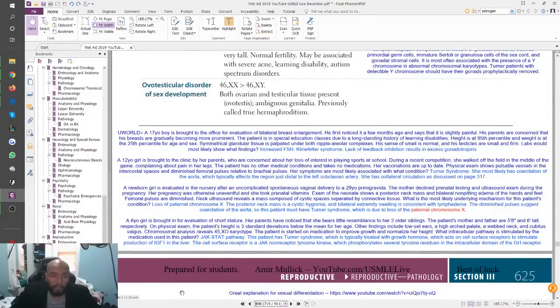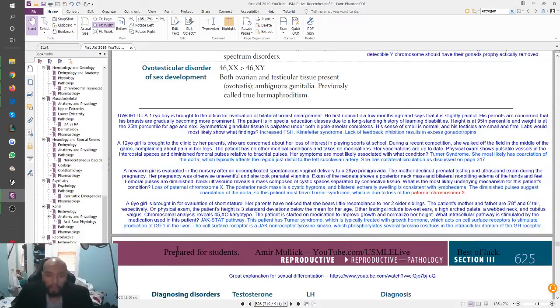So that was Turner. Next one, a newborn girl is evaluated in the nursery after an uncomplicated spontaneous vaginal delivery to a 29-year-old primigravida. The mother declined prenatal testing and ultrasound exam during the pregnancy. Her pregnancy was otherwise uneventful, and she took prenatal vitamins. Exam of the neonate shows a posterior neck mass and bilateral non-pitting edema of the hands and feet, which is immediately a giveaway for the cystic hygroma in the posterior neck mass, and the non-pitting edema is just lymphedema. This is definitely a baby that was born with Turner syndrome. Femoral pulses are diminished because of the coarctation of the aorta. Neck ultrasound reveals a mass composed of cystic spaces separated by connective tissue, which is the cystic hygroma.